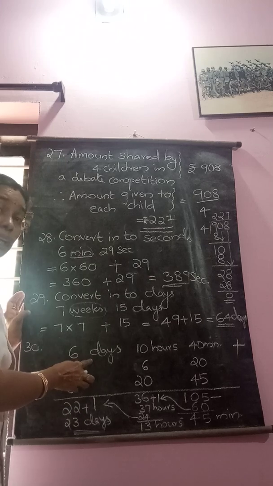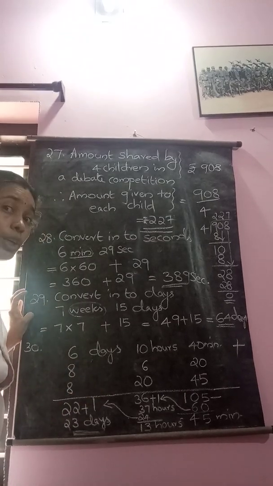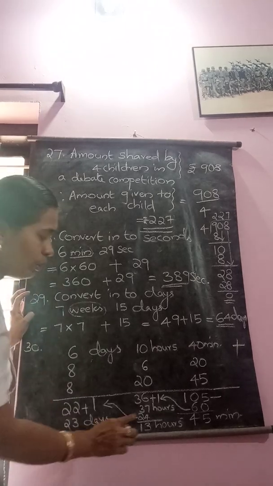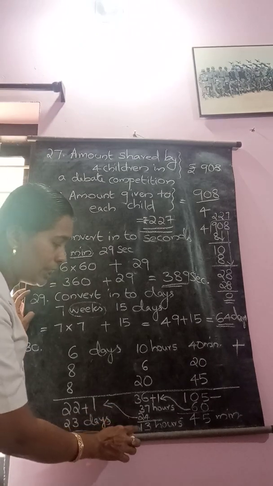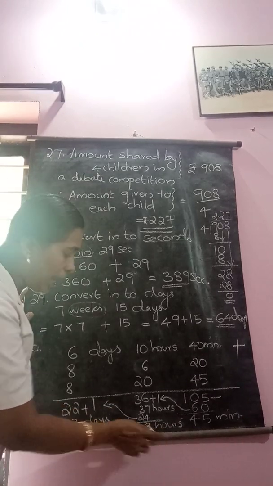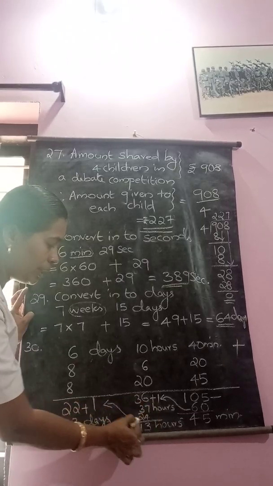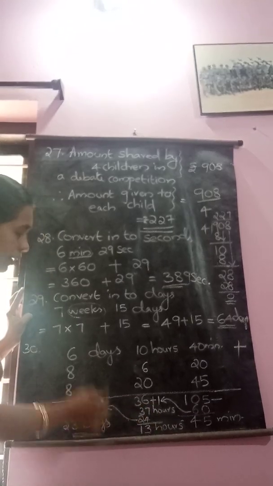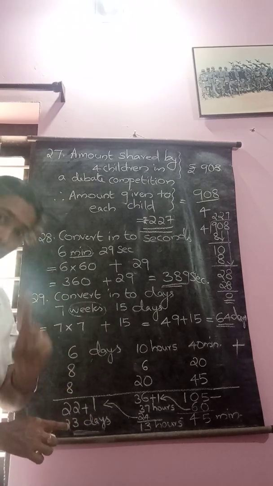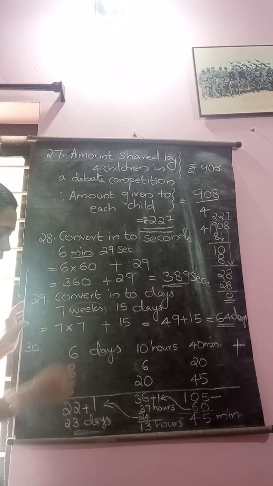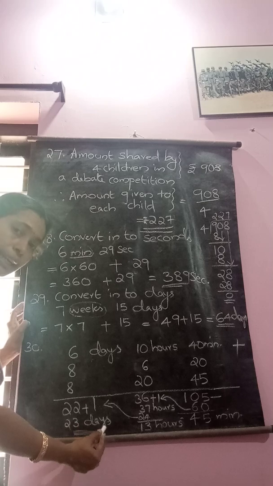Next column is days. 1 day means how many hours? 24 hours. So you subtract 24 from 37. So we have how much? 13 hours. And the balance 24 we can take to this column. When 24 hours is taken to this column, it becomes 1 day only. And here we already have 22, so in total 23 days.